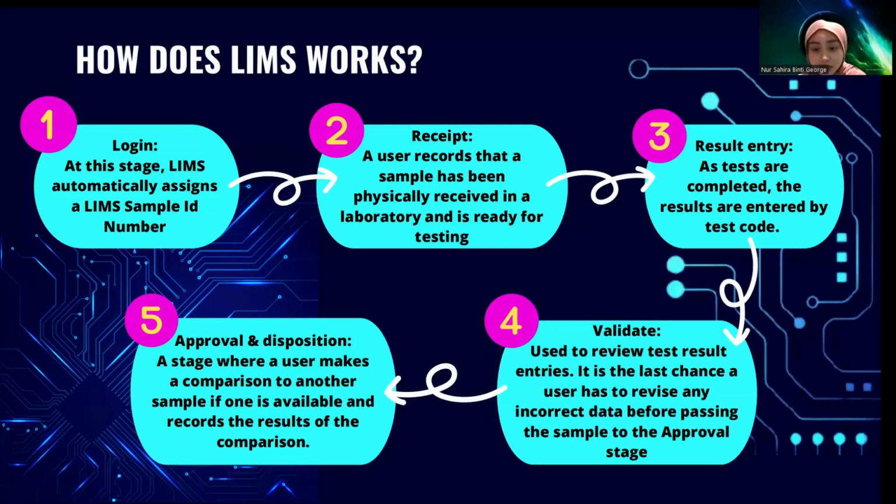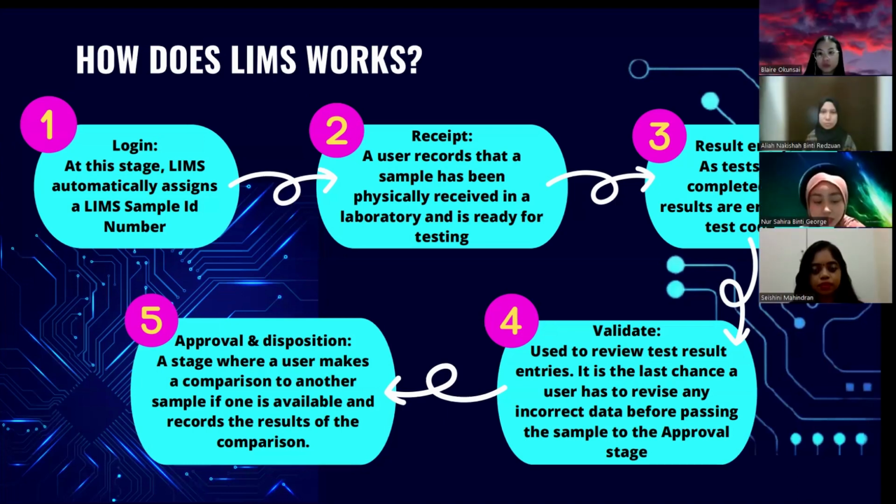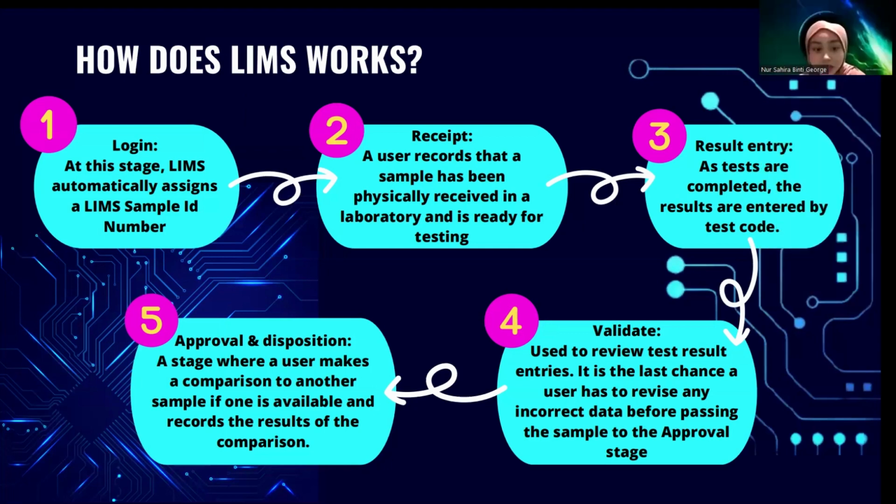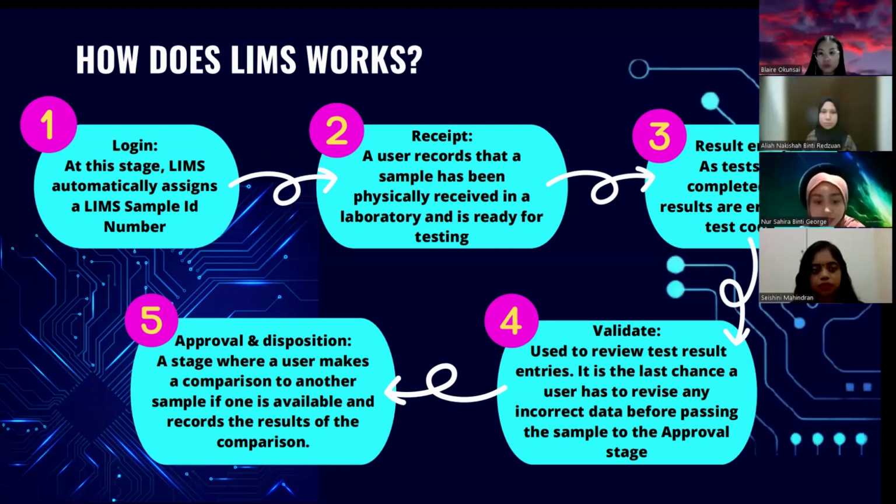And then the fourth stage, called the validate stage, is used to review the test result entries. It is the last chance a user has to revise any incorrect data before passing the sample to the approval stage. And then the last stage, called the approval and disposition stage, is where a user makes a comparison to another sample if one is available and records the results of the comparison.